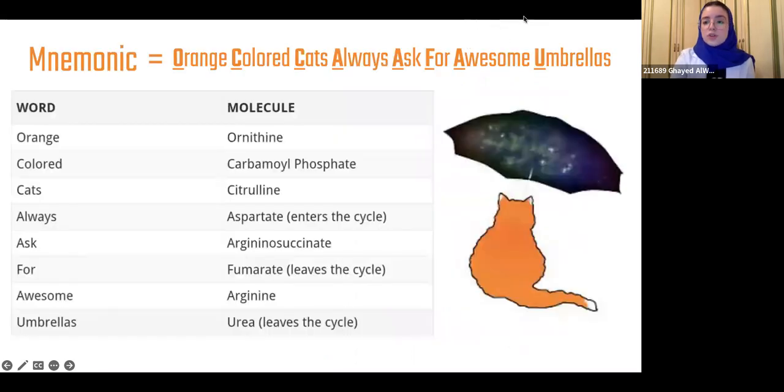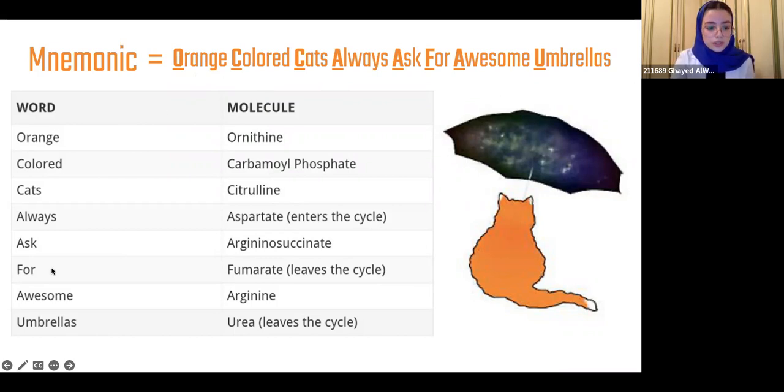And yeah, okay. So this is a cool mnemonic that I found. If this doesn't work for you, there are so many other mnemonics on the internet, but I thought this was cool. So let's go through it together. Orange colored cats always ask for awesome umbrellas. And you'll see this really cool picture over here. I'll put it in almost every slide so you guys can remember.